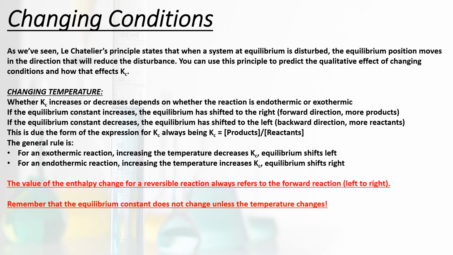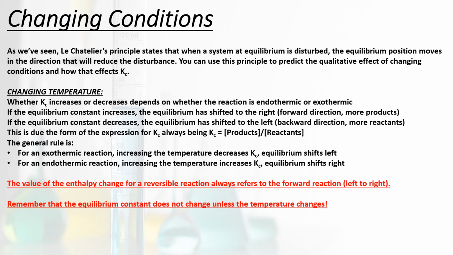But what we do know is that if our equilibrium constant increases, then the equilibrium is shifted to the right. Remember that shifting to the right means we've made more product. Our Kc expression is concentration of products divided by concentration of reactants. If we make that top line bigger, more products, we're going to end up with a bigger number of Kc.